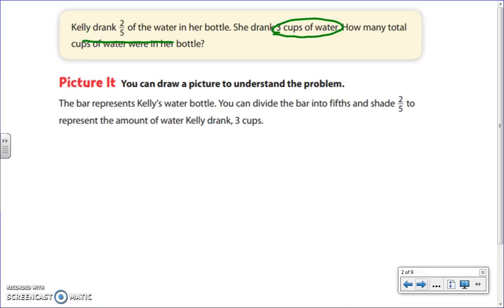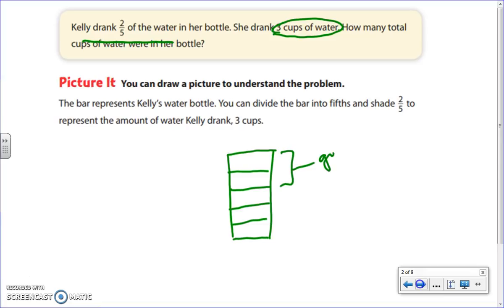So let's picture this, and I'm going to show you how to draw a picture from scratch. I know there's one already in your book, which is fine, but I'm going to picture the bottle here, and I'm going to divide the bottle into fifths because I know that 2/5 of the water is gone. This is how much she drank. Gone, or drank. She drank it up, okay? This represents water left. I'm even going to put a little squiggle line in there. That's how much water is left in her bottle.